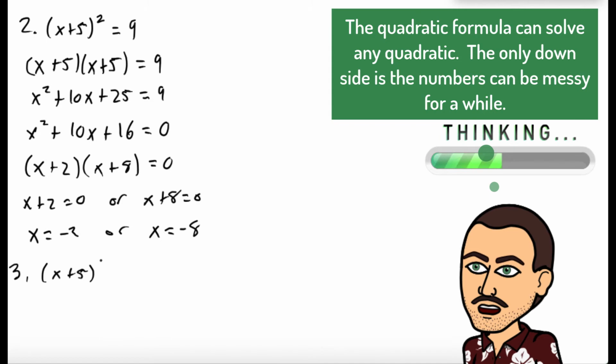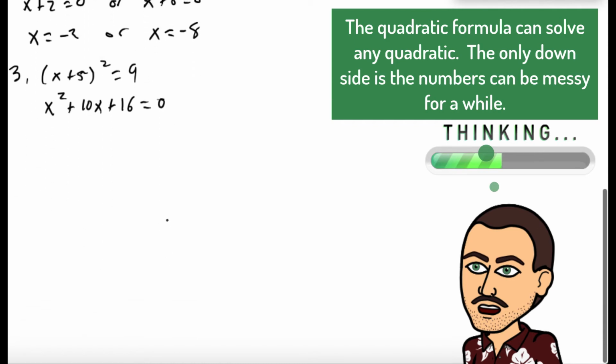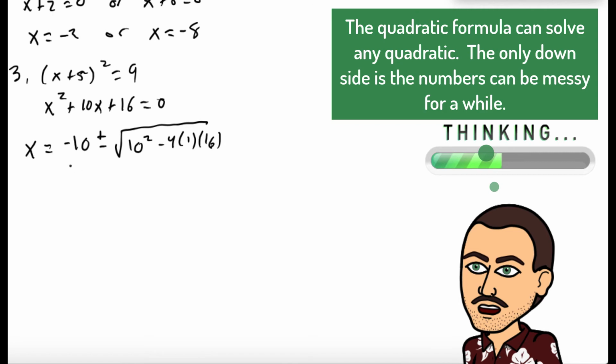This last technique we could use is the quadratic formula. So we said that our equation is equivalent to the equation x² + 10x + 16 = 0. So using the quadratic formula, we know x = (-10 ± √(10² - 4·1·16)) / (2·1).